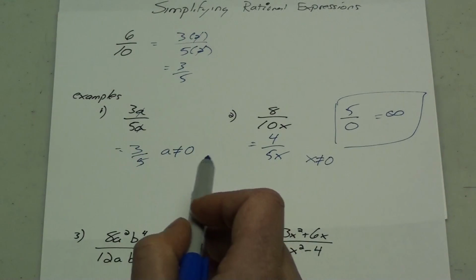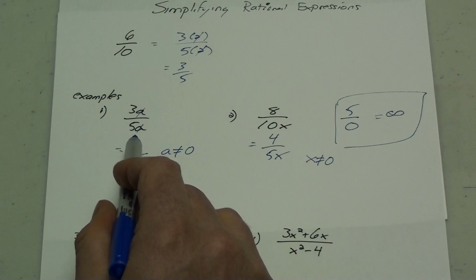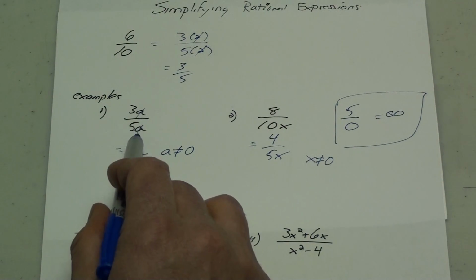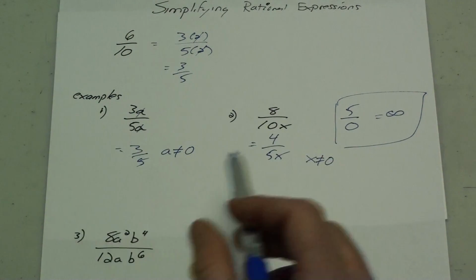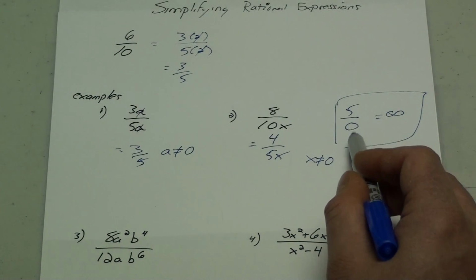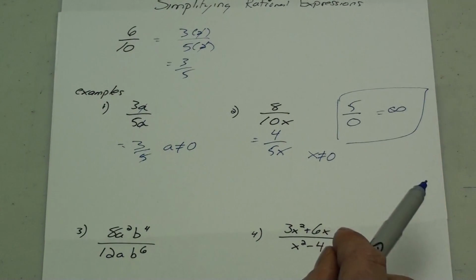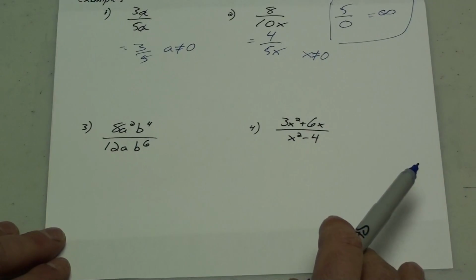So I have to state a restriction saying that a is not allowed to equal 0. Each one of these rational expressions, I have to state a restriction. Restriction being whatever value would make my denominator go to 0, because I cannot have a denominator go to 0. Okay?